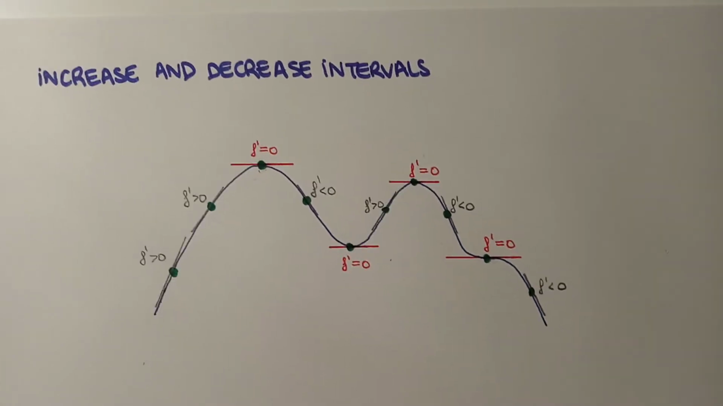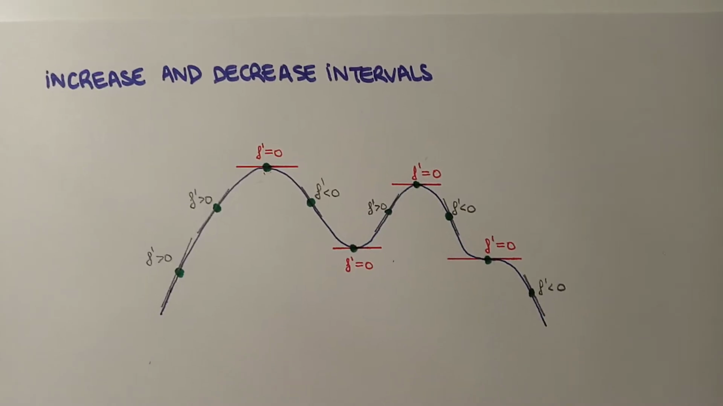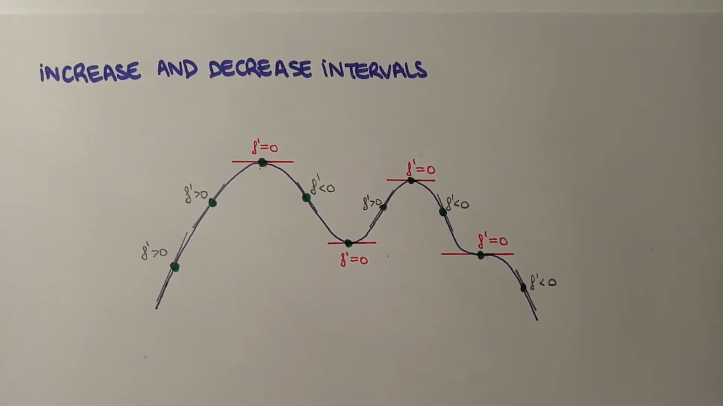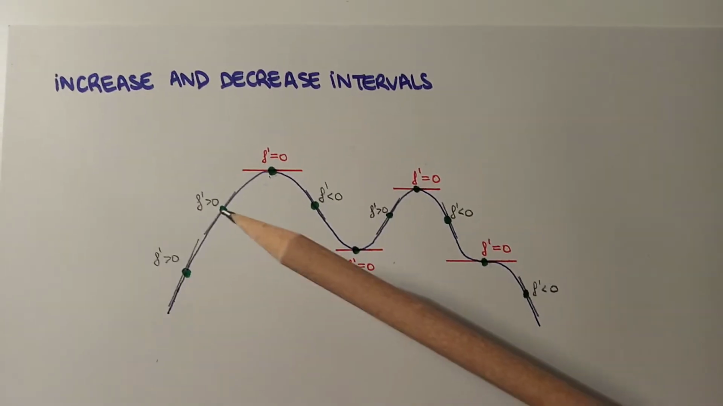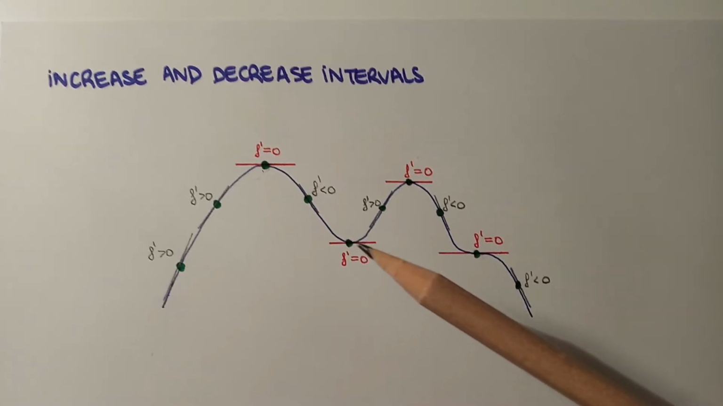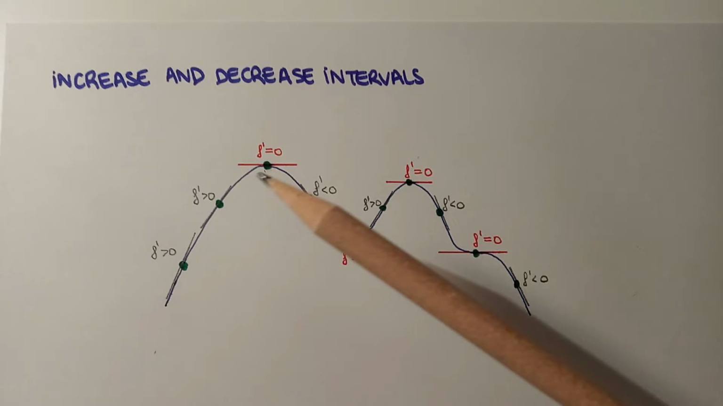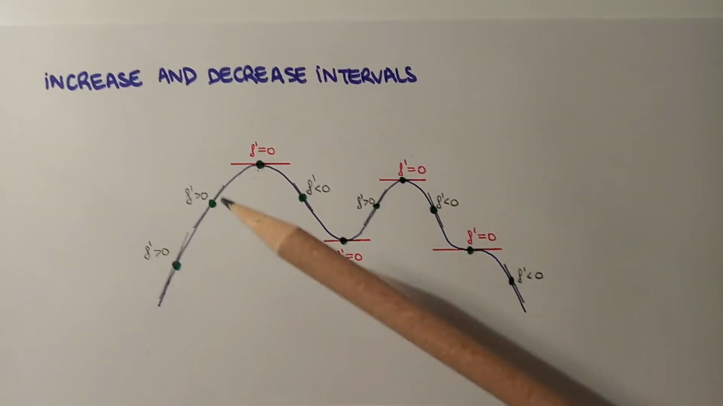Hello, I'm going to explain how we calculate increasing and decreasing intervals of functions. I've drawn here a generic function called f, chosen some random points, drawn tangent lines at them, and we will analyze the gradient of all these lines, which corresponds to the derivative at these points.